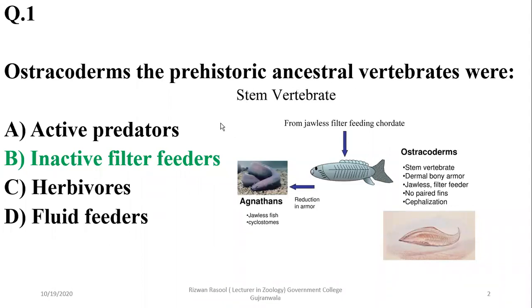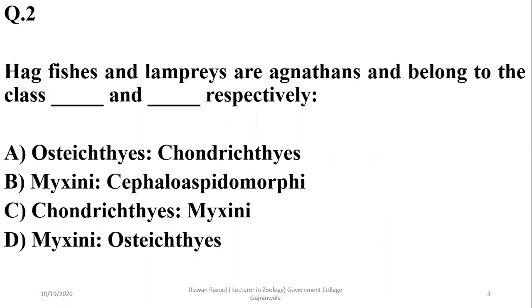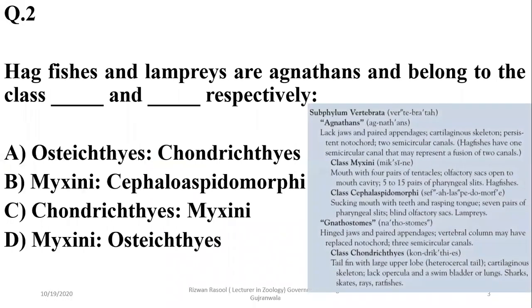Later on, fishes developed other modes of feeding as well. Question number two, hagfishes and lampreys are agnathans, or you can say jawless fishes, and belong to the class dash and dash respectively. Hagfishes belong to class Myxini, as you can see over here in this classification system taken from the Miller and Hawley Zoology 5th edition, and lampreys belong to class Cephalaspidomorphi.